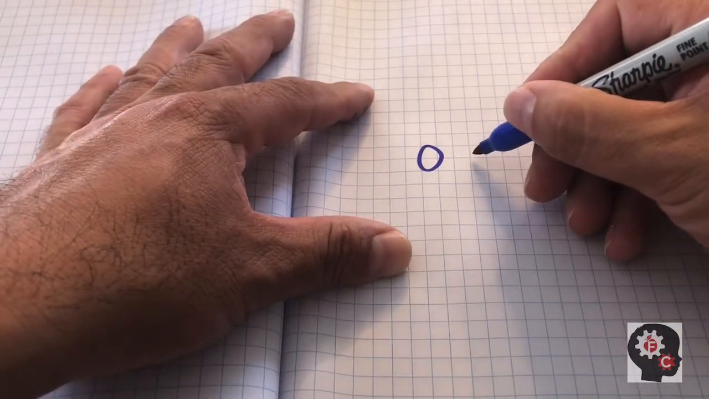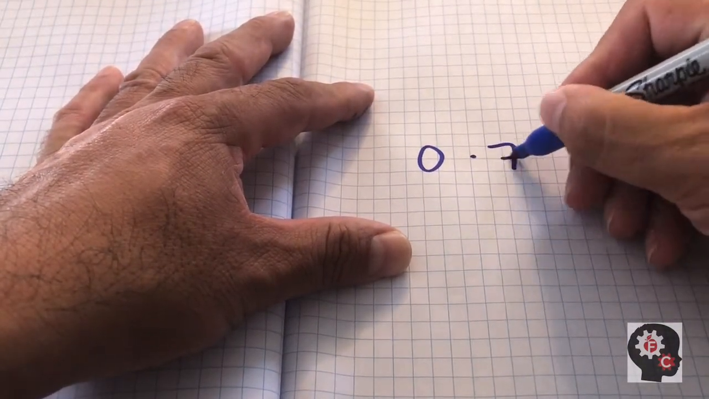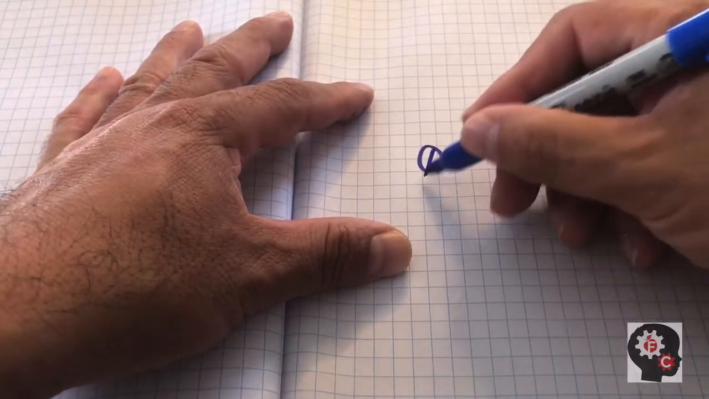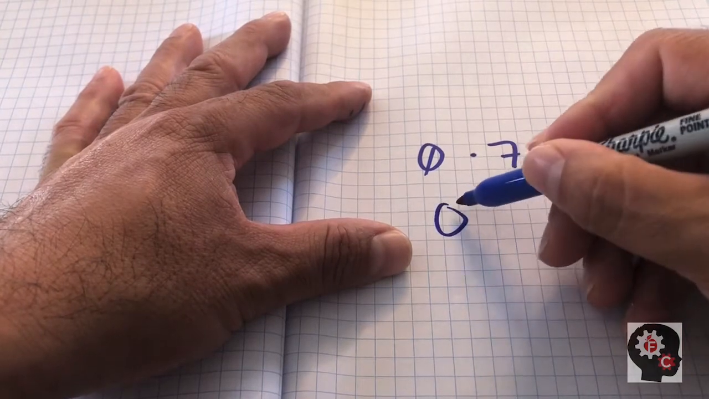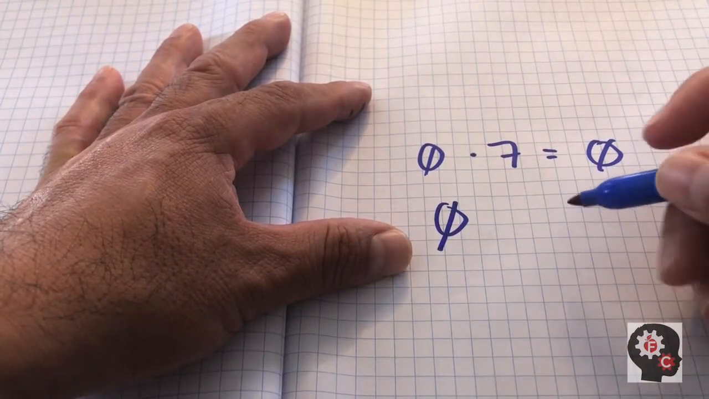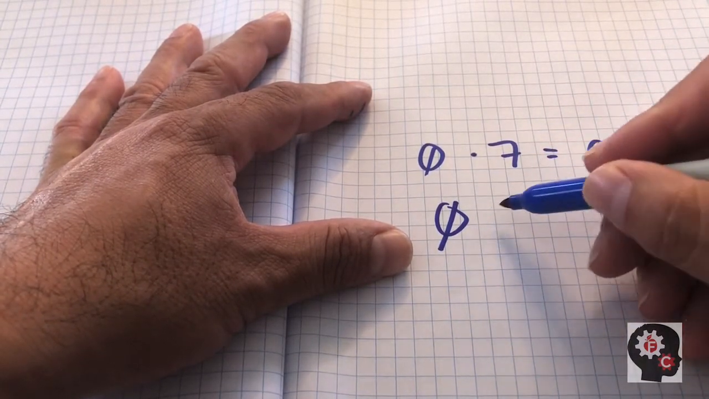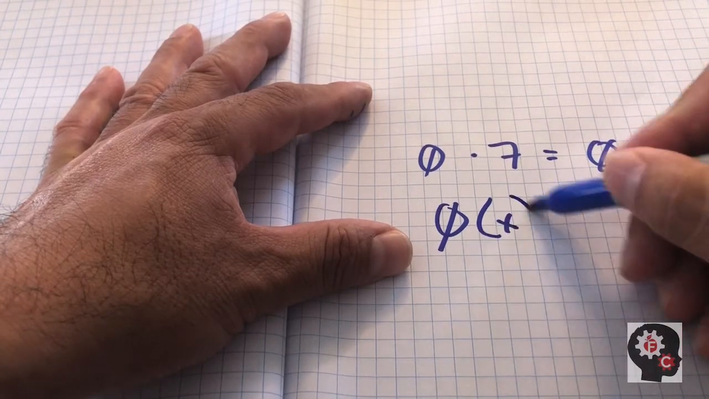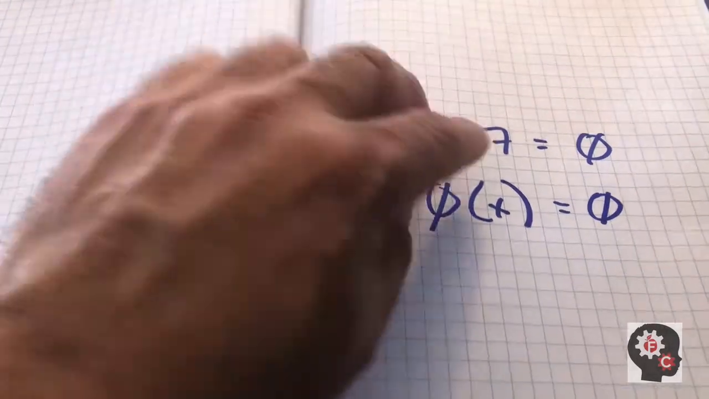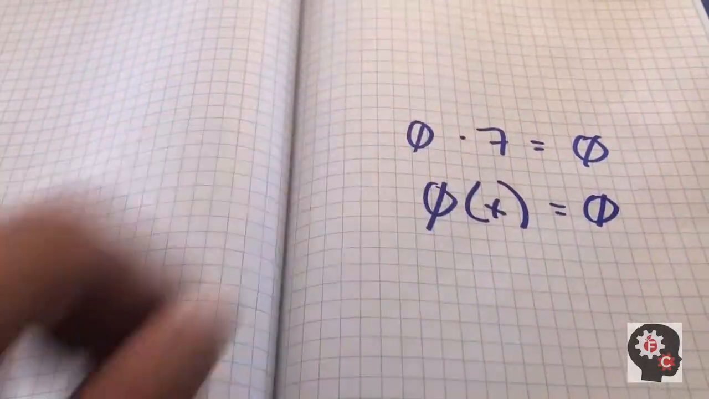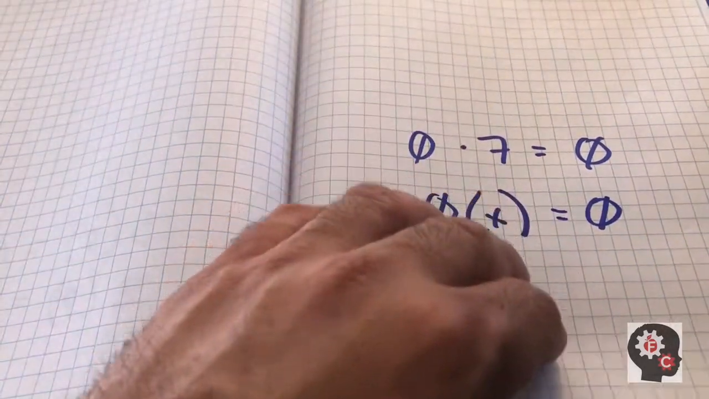And even if it was flipped around, if we had 0 times, let's say 7, well, it would still be 0. Okay? You can write that differently. Remember, we already talked about how you can write equations differently. So let's say 0 times x. We're going to use a variable. We don't even know what the number is. It's still 0. It works the same way. It doesn't matter if these are flipped around or not. Okay?